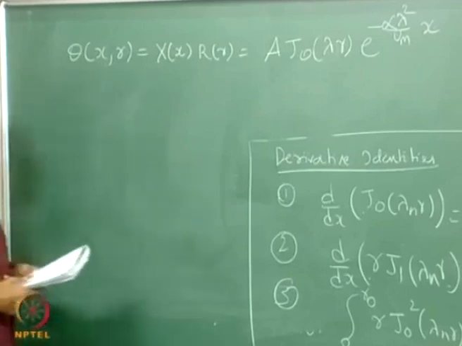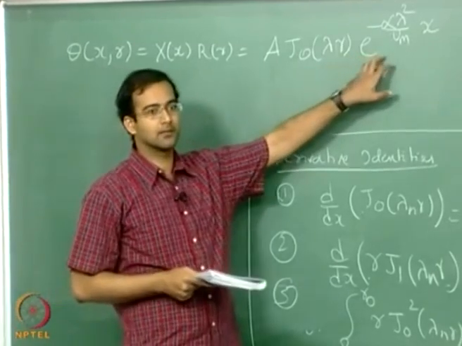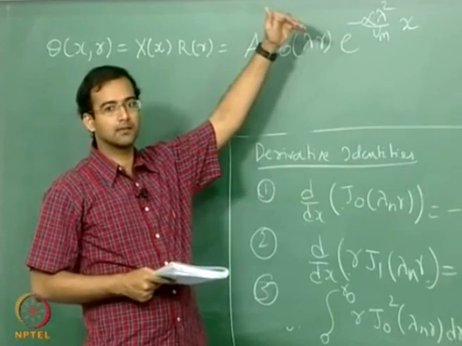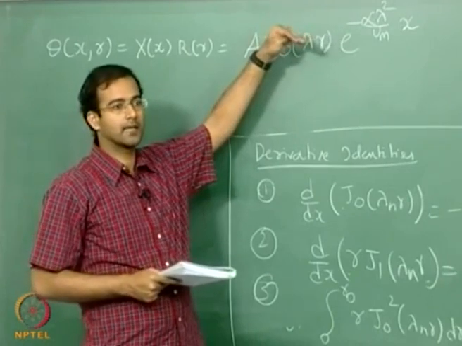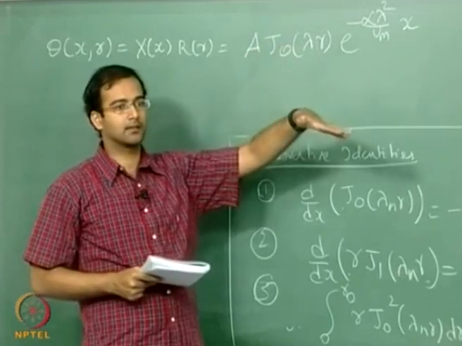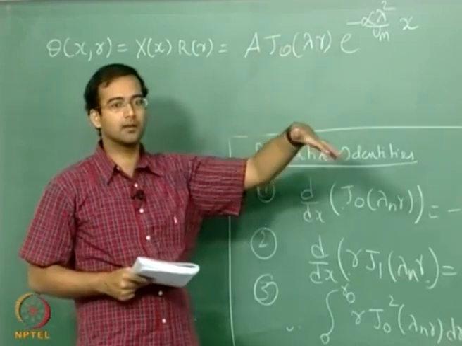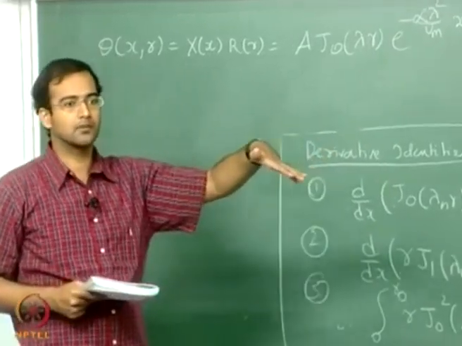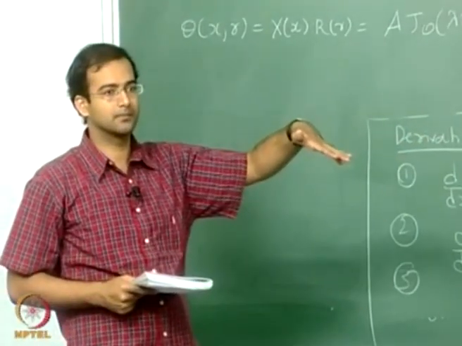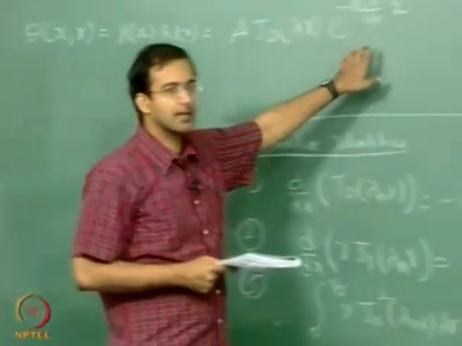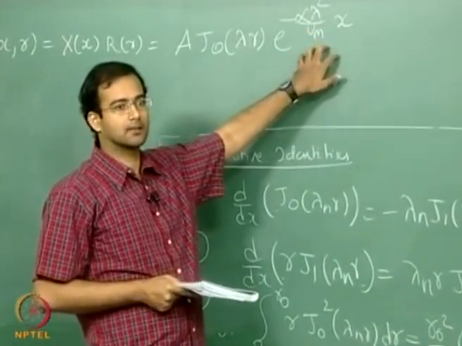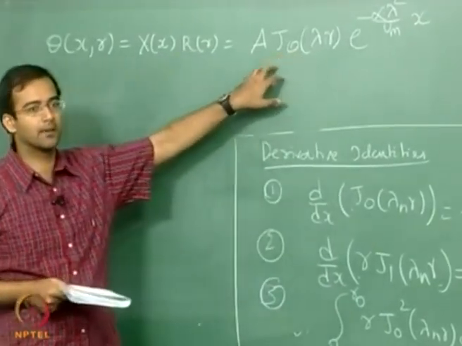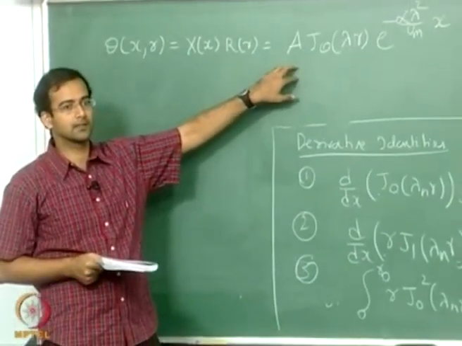So in terms of x, it is an exponentially decaying function. Your theta starts at 1 at the inlet where the temperature equals Ti, and then somewhere downstream your temperature should approach the wall temperature, therefore the difference T minus T wall should become 0. So that is your exponentially decaying function with respect to x. Now with respect to R, it is a Bessel function variation.